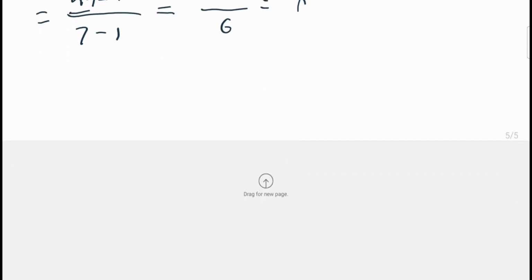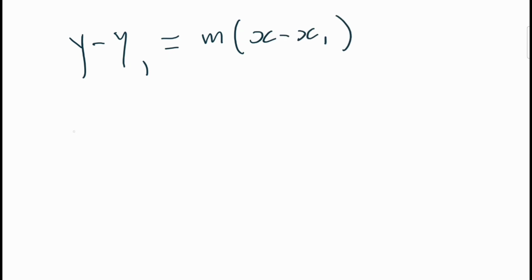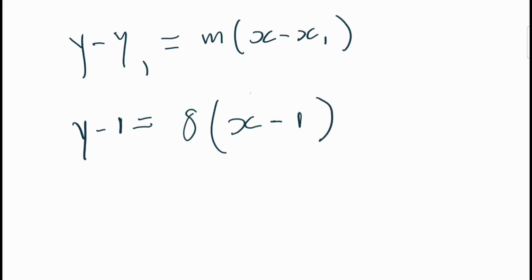Okay, so now let's write this in point slope form. So point slope form is y minus y1 equals the slope times x minus x1. So y minus, and then y1 in this case is 1. So y minus 1 is going to equal the slope, which is 8, times x minus, and then x1 is going to be 1. So this is going to be our answer in point slope form.